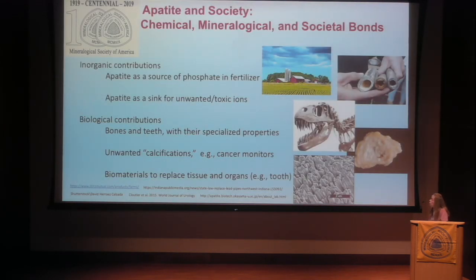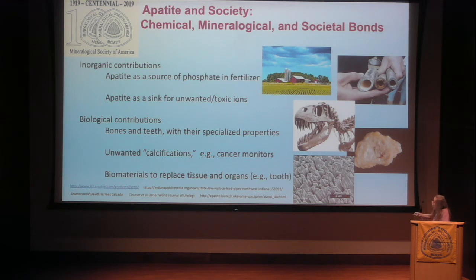So ending up here, apatite and us, I guess we could call this. I thought, boy, we have lots of kinds of bonds here. We have chemical, mineralogical, and societal bonds, all with apatite. So inorganically, we have apatite as a source of phosphate fertilizer. Apatite also is a sink, a sequesterer of unwanted elements, including lead. And so here's a different version of lead apatite inside of this lead pipe to prevent lead poisoning.